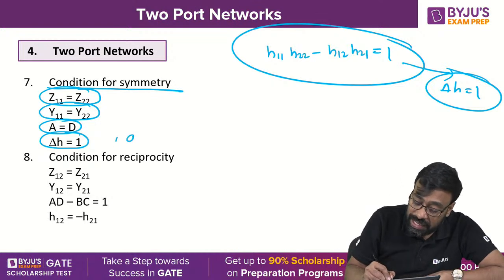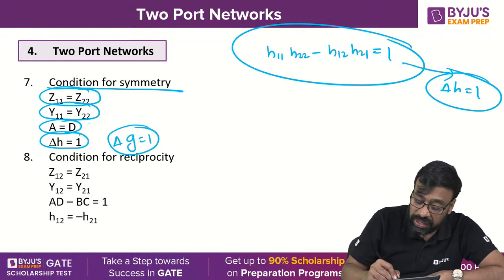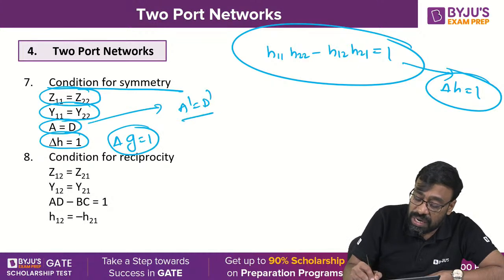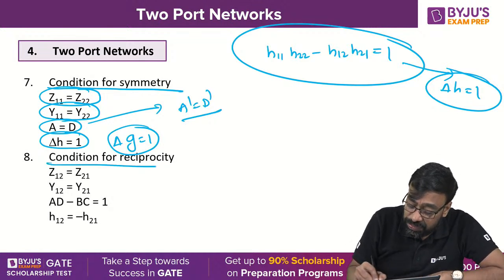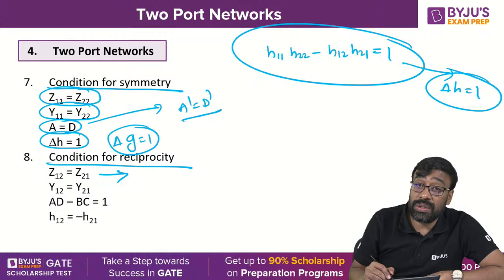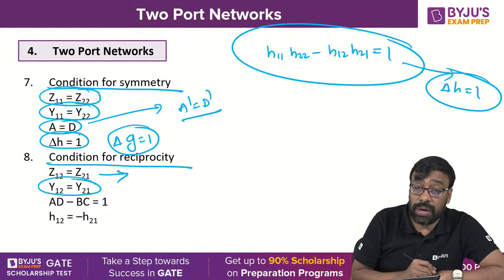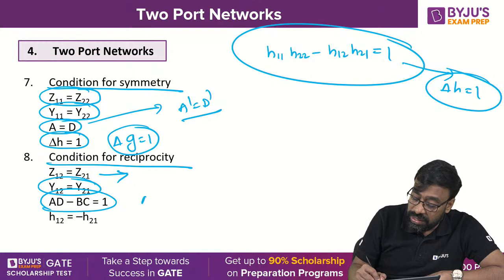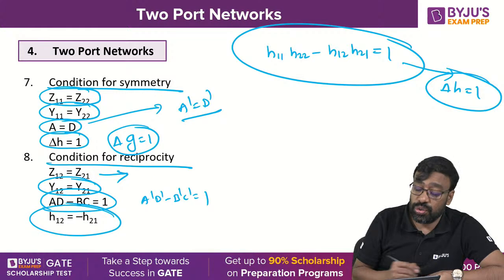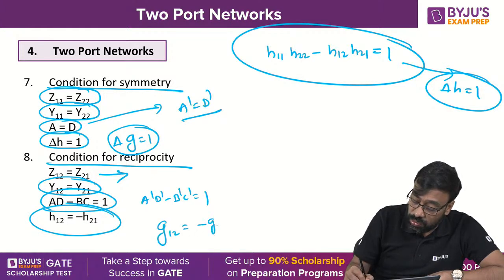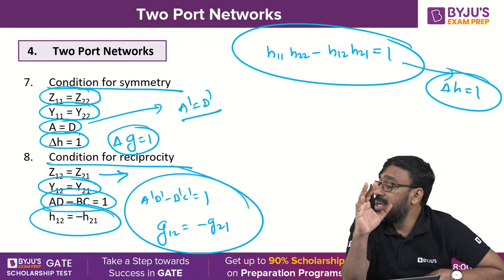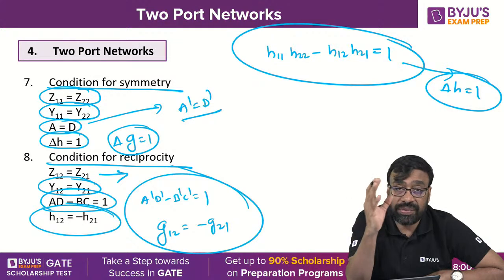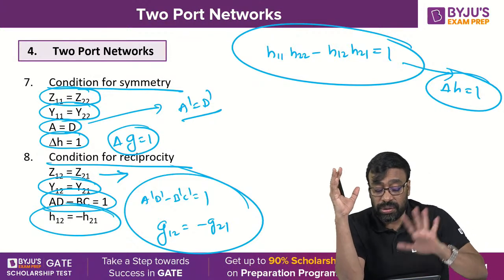Delta G equals 1 is also a condition for symmetry. A dash equals D dash is also a condition for symmetry. I am not writing it, but it is implied. Condition for reciprocity is Z12 equals Z21, Y12 equals Y21, AD minus BC equals 1, A dash D dash minus B dash C dash equals 1, H12 equals minus H21, G12 equals minus G21. There are totally six types of parameters we have, and we can find the condition for symmetry and reciprocity using these relations.